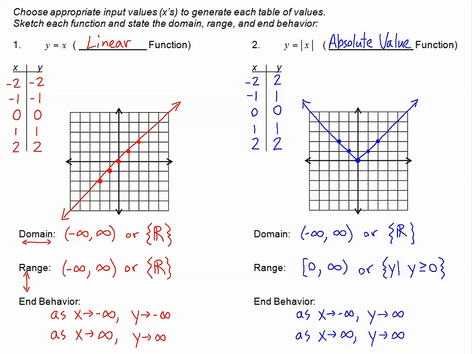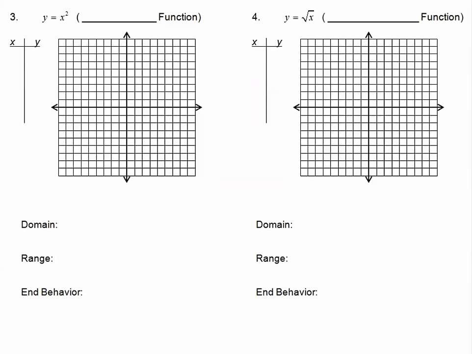So we've got our linear function and our absolute value function. That's 2 of them. Let's see what's next. Y equals x squared. I see the squared, so I know that I'm talking about the quadratic function. I'm going to choose the same 5 inputs, -2, -1, 0, 1, and 2.